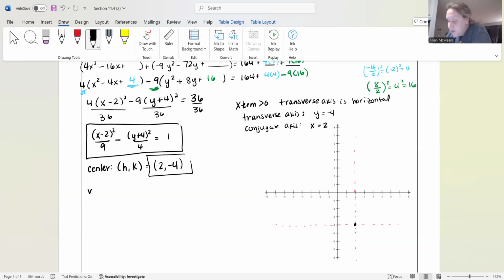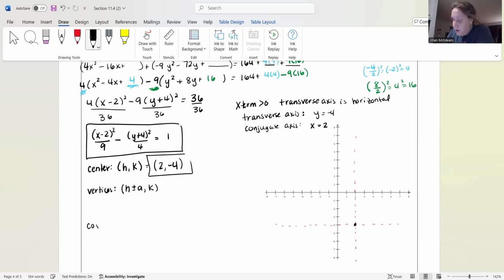All right, so let's look at vertices. We can always start with our center, and go left, right, up, down to get to our vertices and our foci. In this case, the transverse axis is horizontal, and it is what holds the main vertices and the foci, or focus points. Because that's the horizontal axis, we need to play around with the x coordinate from the center. So my vertices are going to be h plus or minus a, comma, k.